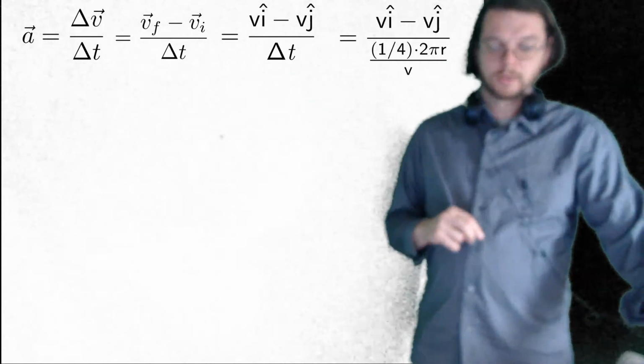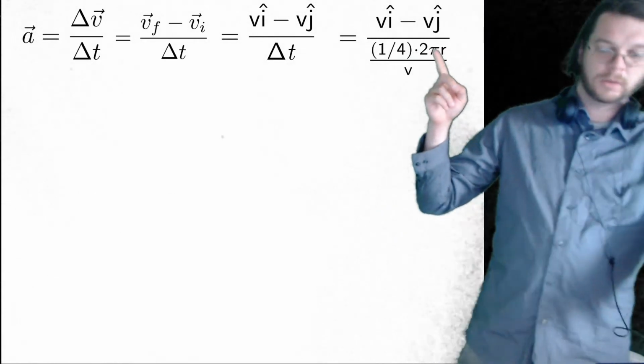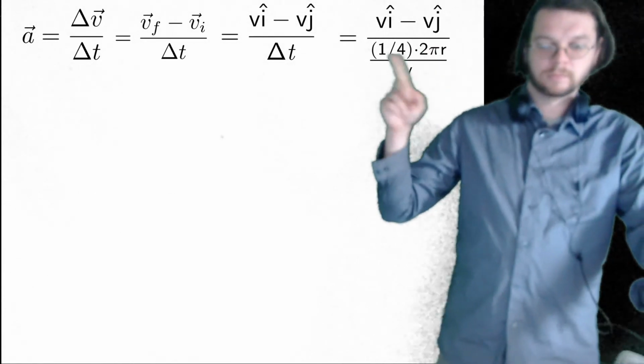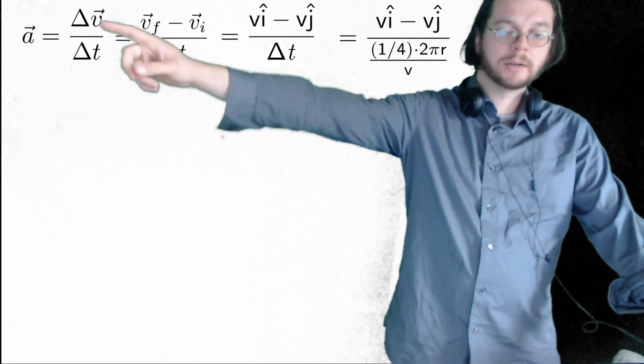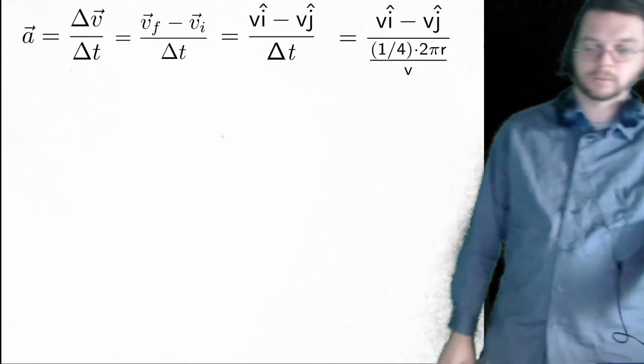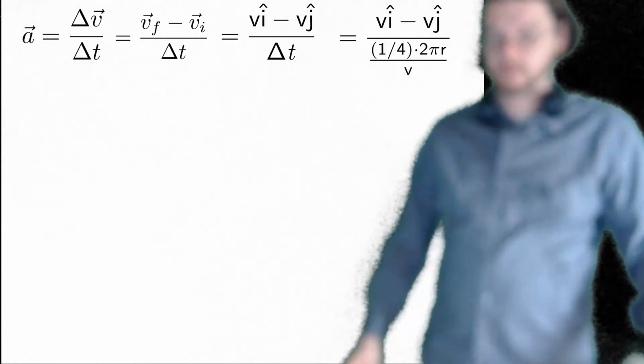Okay? So that's what we get. And now we're going to try to simplify this. Eventually we need to take the magnitude of this acceleration vector, right? Because that's what we're going for. We think the magnitude of this thing is going to end up being v squared over r, but let's see what happens.